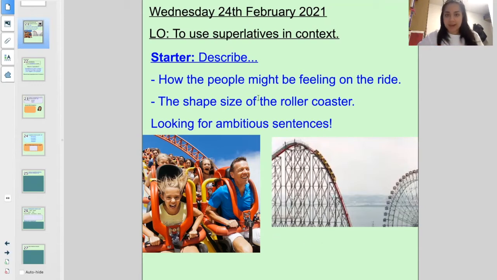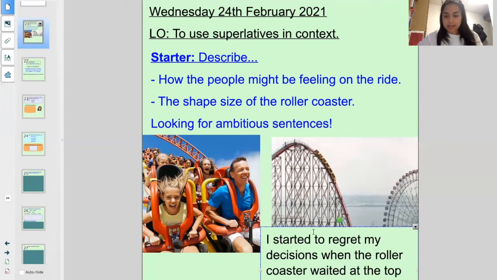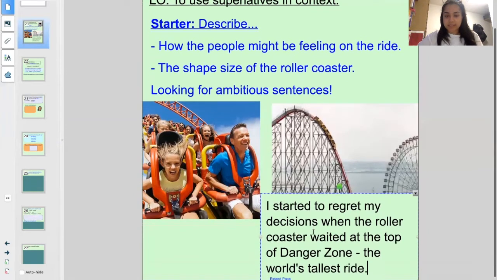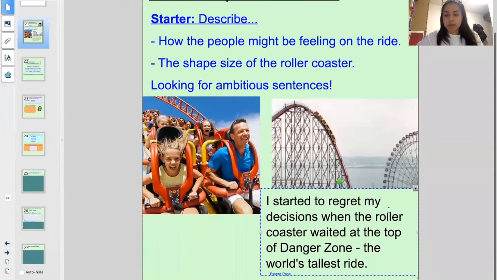Brilliant. Okay, so in my sentence, I am going to just show you what I had. I started to regret my decisions when the roller coaster waited at the top of Danger Zone, the world's tallest ride. So I decided to use this image to help me with my ambitious sentence. We will come back to this, but let's move on.